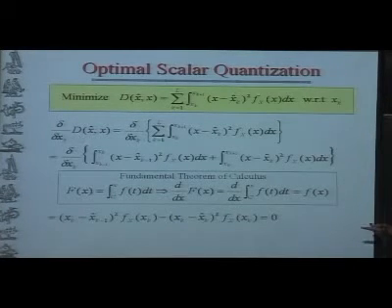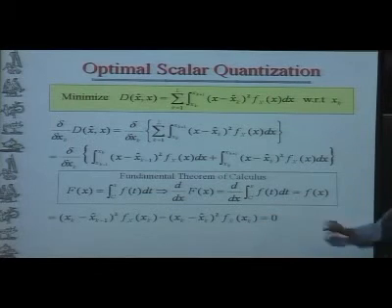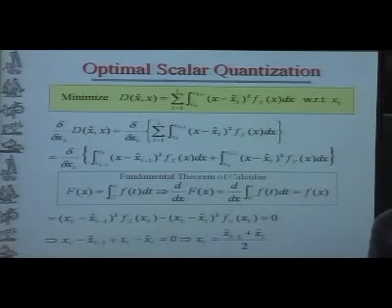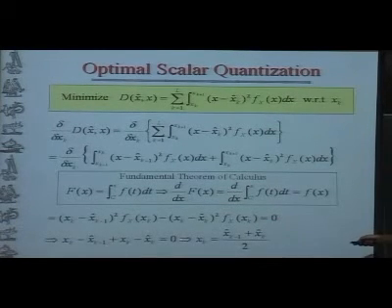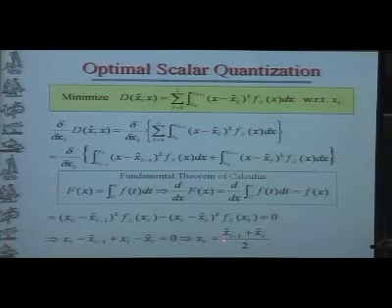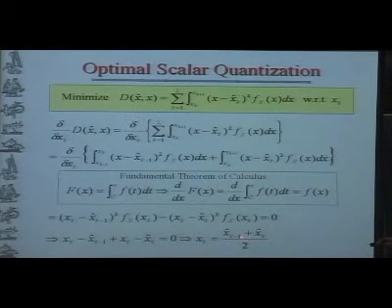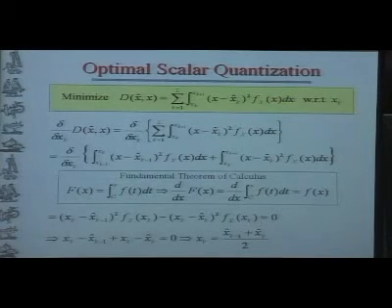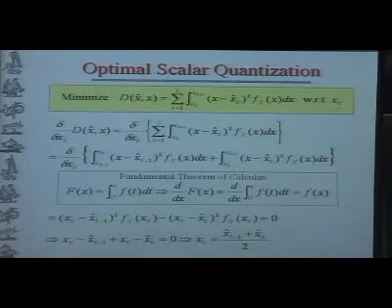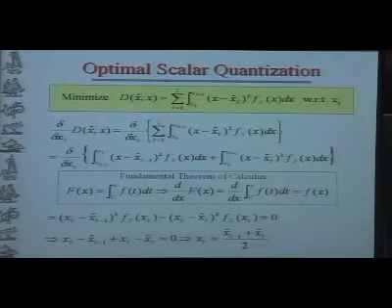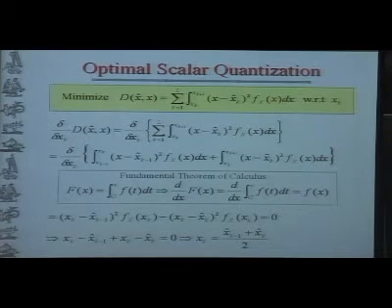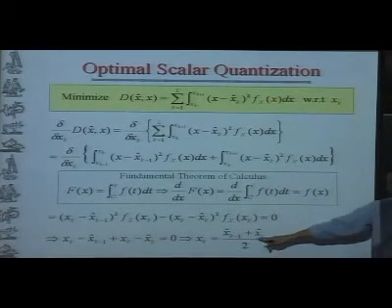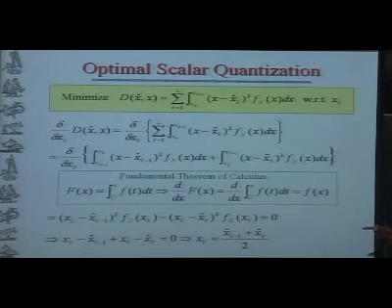And our goal is to find xk, right? So set it equal to 0, and I come up with this: xk is equal to x hat of k minus 1 plus x hat of k, divided by 2. What does this mean? It's the midpoint. The optimal xk is the midpoint between the two red points.